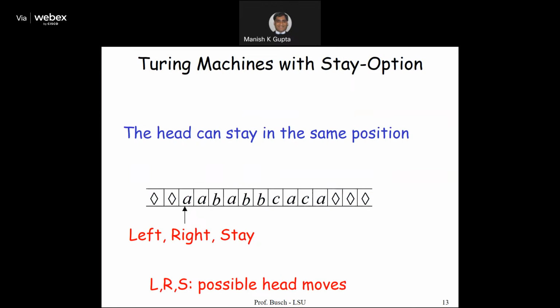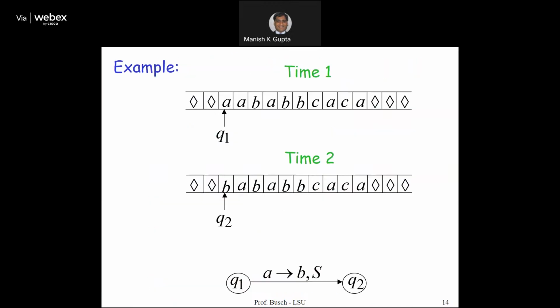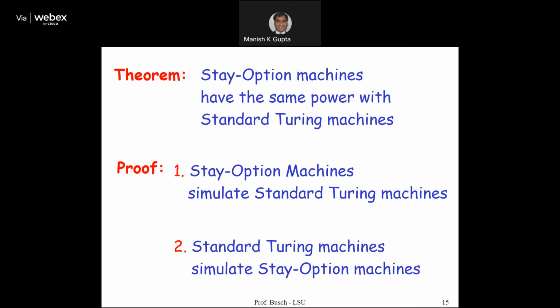Stay option. Now the movement of the head is left, right, or stay. L, R or S. These are the possible head movements. Now you see, here is a transition from state Q1 after reading A, replace it with B, and stay there itself. Do not move. The head is not moving, right? That can be done. But the state is changing. You see, from time 1 to time 2, A is replaced with B and there is no head movement. So one can clearly say that stay option machines have the same power as the standard Turing machine.